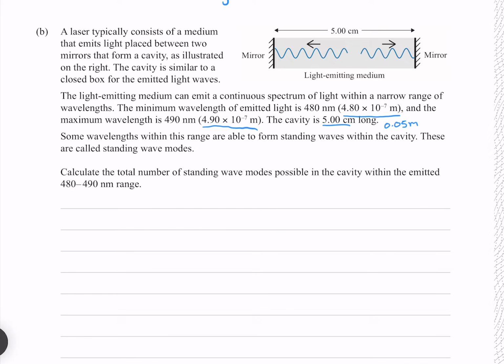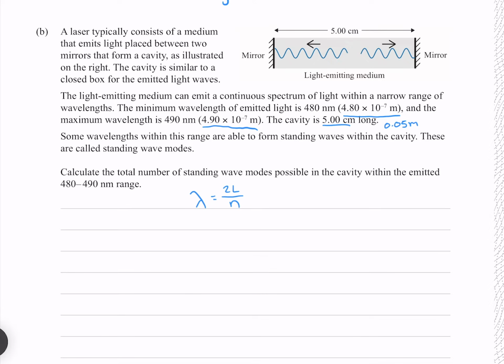Some wavelengths within this range are able to form standing waves within the cavity. These are called standing wave modes. Calculate the total number of standing wave modes possible in the cavity within the emitted 480 to 490 nanometer range. You might recall for standing wave patterns where we have a node or antinode at both ends, we can write lambda equals 2L over n.